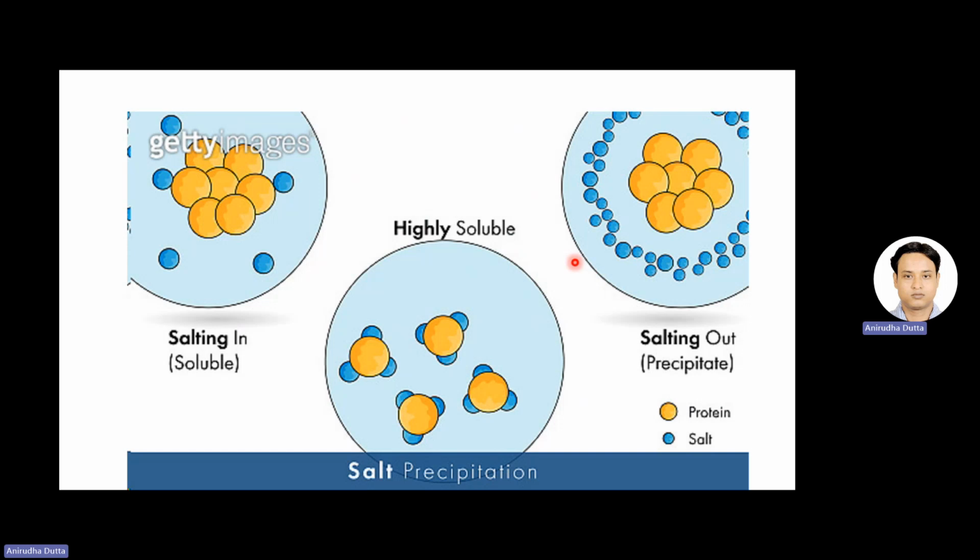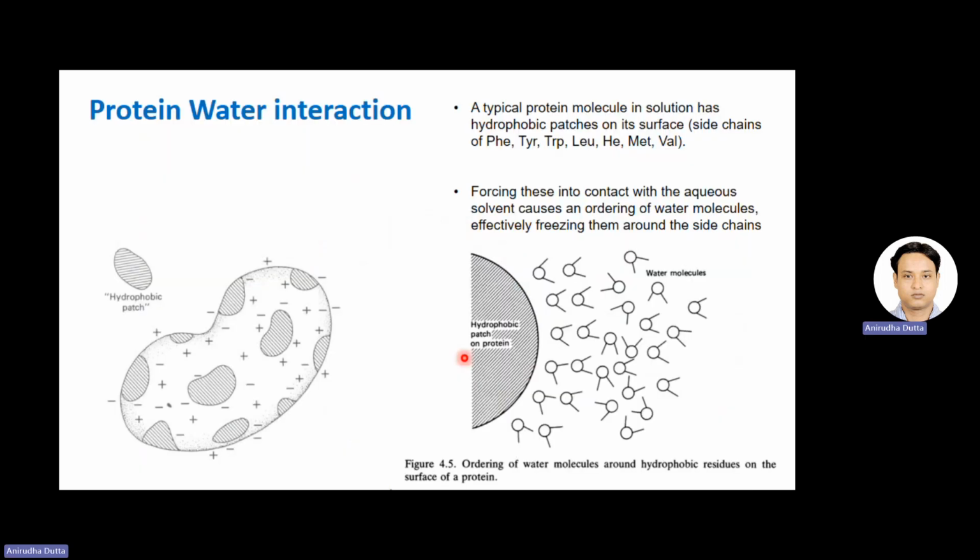So let's see why this kind of incident happens. Why salting in and salting out? You understood already what is salting in. When a low concentration of salt interacts with the surface charge of a protein and therefore prevents intermolecular interaction, then the protein becomes more soluble. So that is the salting in. So what happens in salting out?